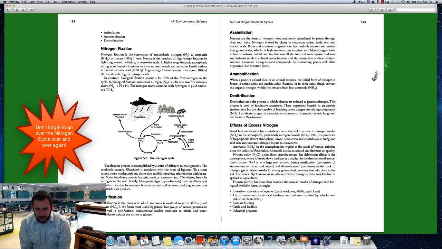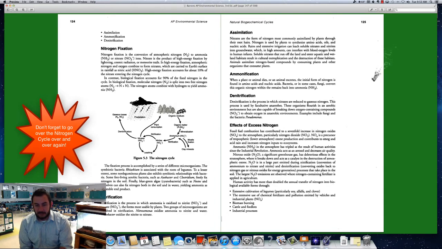And then human activity, I would say, has more than doubled the annual transfer of nitrogen from biologically unavailable forms through a bunch of different things, like biomass burning, so basically burning wood, things like that. Cattle and feedlots produce lots of nitrogen.